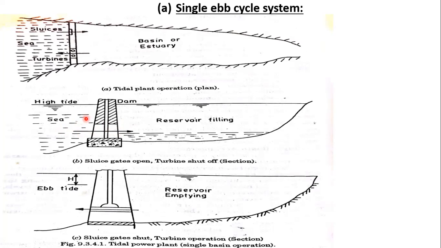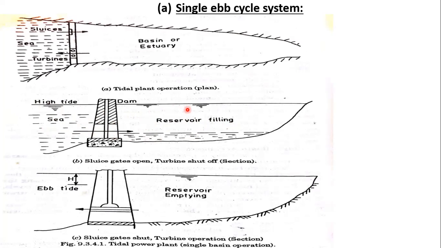So these are the sluice gates here. This is the high tide and this is the reservoir filling. So when there is sufficient difference between the high tide and the reservoir water, then the sluice gates are open. This process takes place after 2-3 hours. So generation of power will be produced after 2-3 hours of process.